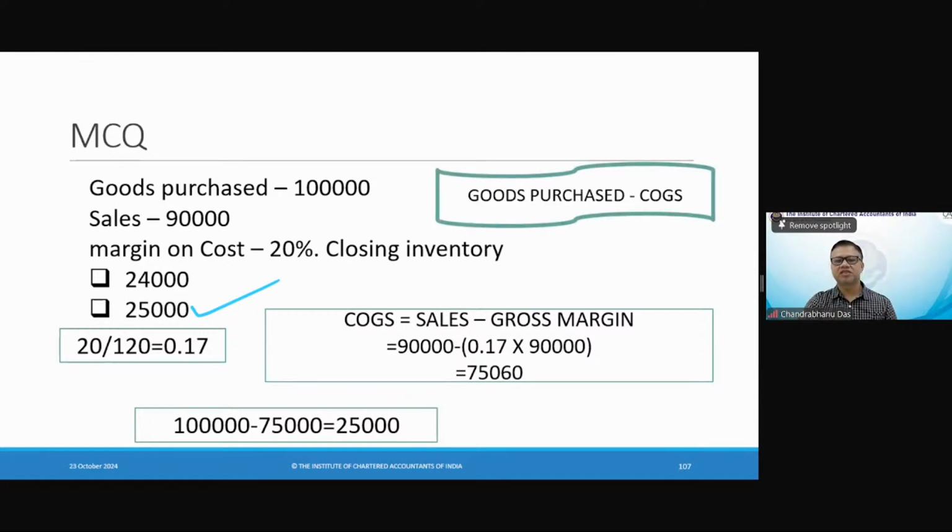Good. Purchase is your cost of goods sold. Goods purchase minus cost of goods sold gives you the closing inventory. So the previous one and this one give you more clarity on the concept of the closing inventory.